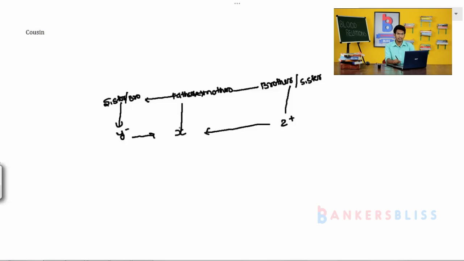How? X as you, and you have the father and mother. On one side I am going with the mother side information. Your mother has a brother or sister. That brother or sister has a son. That son became the cousin to you. Next, your father has a brother or sister. That brother or sister has a daughter. That is Y. Then Y also became a cousin to you.